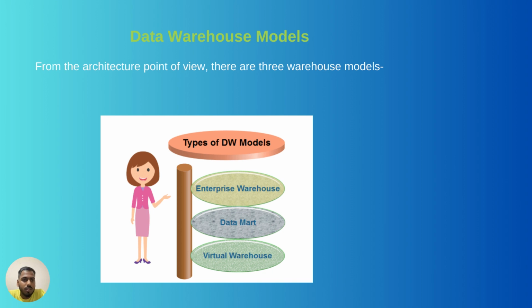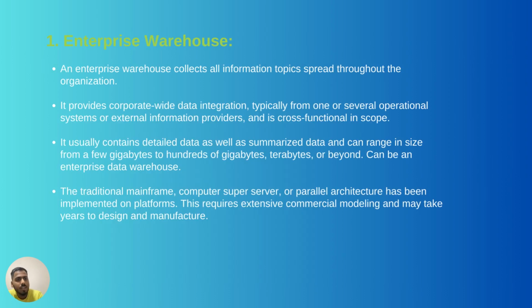Data warehouse models. From the architecture point of view, there are three data warehouse models: enterprise warehouse, data mart, and virtual warehouse. As this picture depicts, there are only three data warehouse models from the architecture point of view.